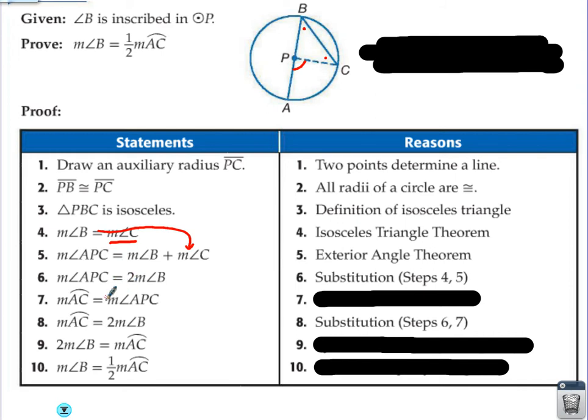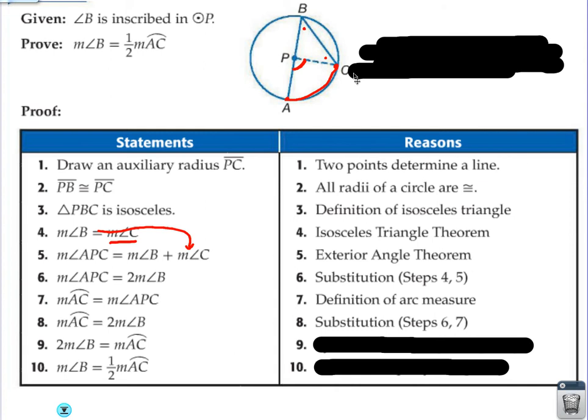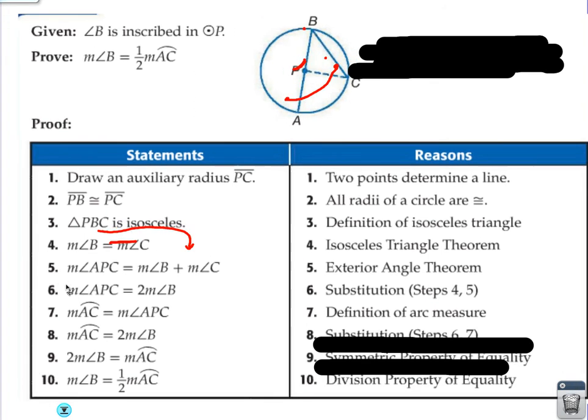That's substitution. Now we know the measure of arc AC equals the measure of APC. We've already done that. Why is arc AC the same thing as this angle? That's how you measure arcs, right? Definition of arc measure. And then they took and they substituted in. Since APC, whoops, let's not do that.